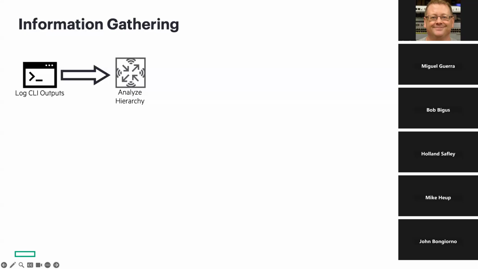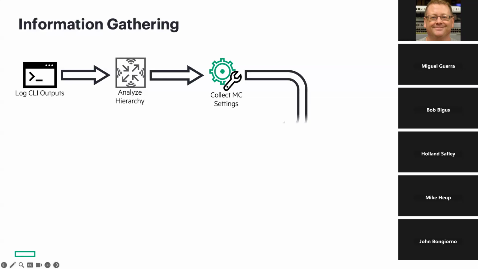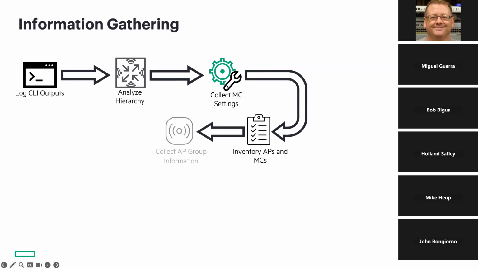So after logging all the CLI outputs, I would analyze the hierarchy, collect all the configuration settings for the sites that we were planning to upgrade in that project, and inventory the APs and controllers, my serial numbers, MAC addresses, etc.